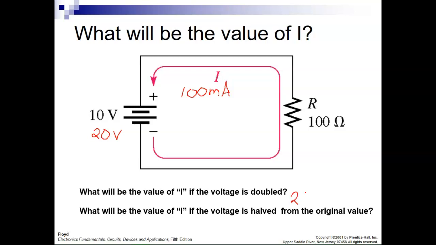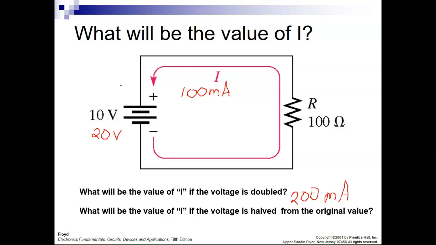I would end up with 200 milliamps. I was thinking since it doubled your voltage, you had to double your resistance. Not quite. You don't have to, unless that's what you're trying to go for. I thought both of them had to increase at the same time. No.